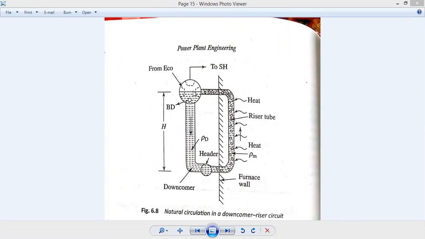The density of the steam-water mixture in the riser is less than that of the saturated water in the downcomer, and as a result of this density difference, a circulation current is set. You see, in the downcomer, density is more because there is more liquid water, while in the riser the water vapor as well as liquid water is present. So its capacity, and this difference is a calculation of the circulation efficiency.